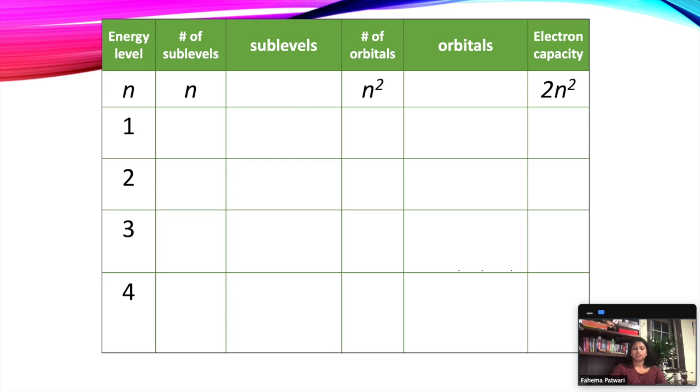Okay, so here, just like a quick diagram for you to figure out how many sublevels there are, how many orbitals, and how many electrons can they hold. So the energy level, that straight up tells you how many sublevels, right? You don't have to do anything. The number of orbitals, you square what your energy level is. And how many electrons? Well, however many orbitals you have, you can fit double that many electrons. So take a second, pause, try this, and then hit play.